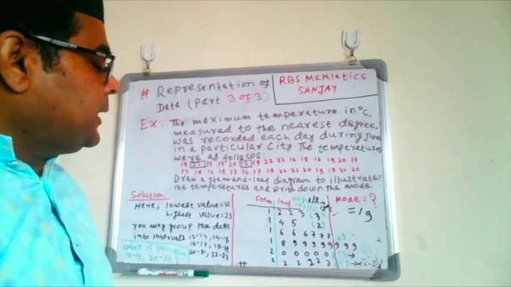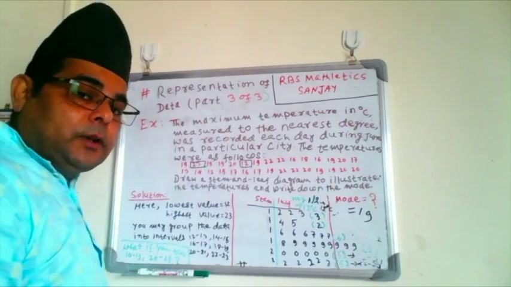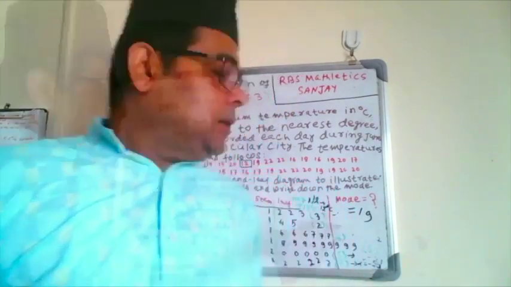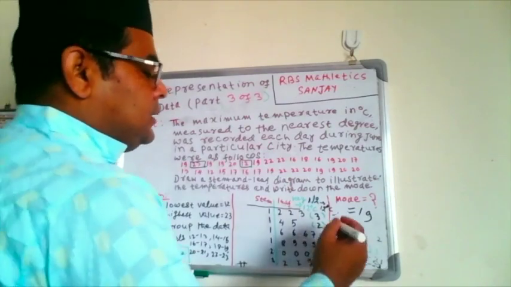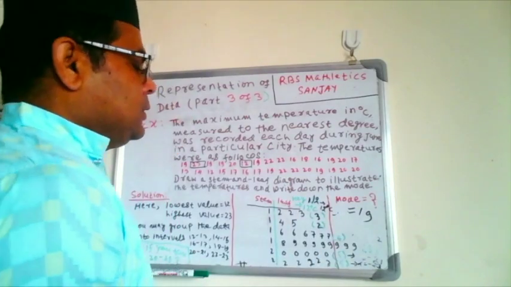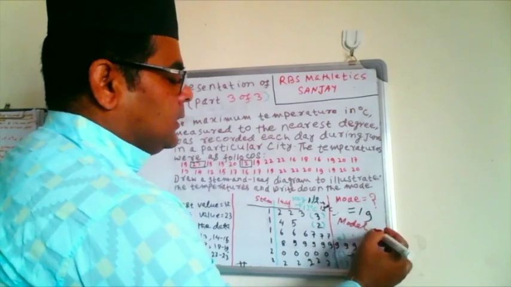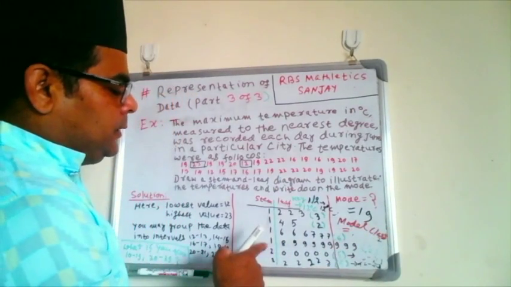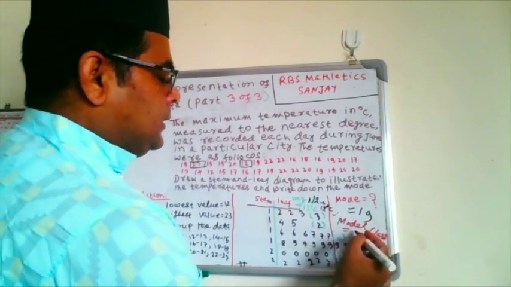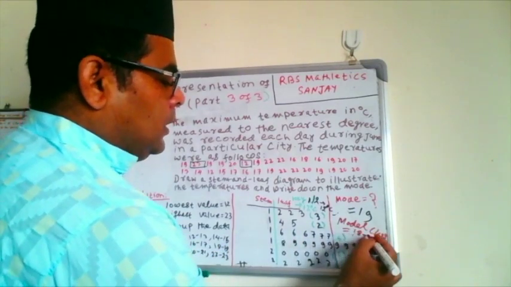It is also possible to find the modal class. Modal class means the class or the group having maximum frequency. So if you talk about the modal class from this group, then that is going to be 18 to 19.